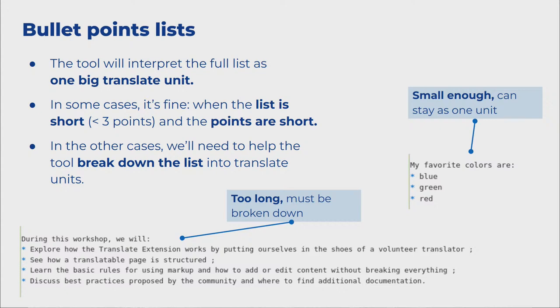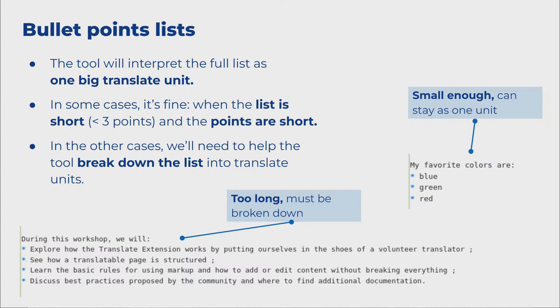The first being bullet points. We love bullet points on wiki pages, on documentation pages. We have them all the time. But if we don't do anything special, the tool is going to interpret the bullet point list as one big translate unit. In some cases, it's actually fine, because if the list is really short and maybe needs the full context to be translated together, then it's probably better to keep it as one translate unit.